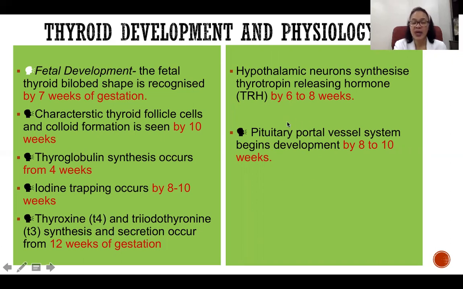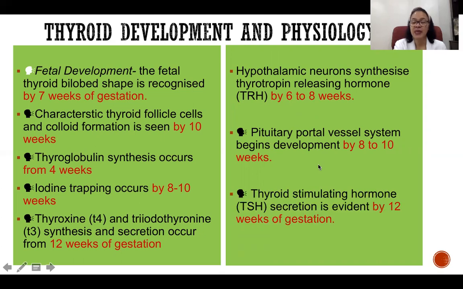And by 6 to 8 weeks, the hypothalamic neurons would synthesize your TRH, and the pituitary portal vessel system begins its development by 8 to 10 weeks. And the TSH secretion becomes evident by 3 months of life.